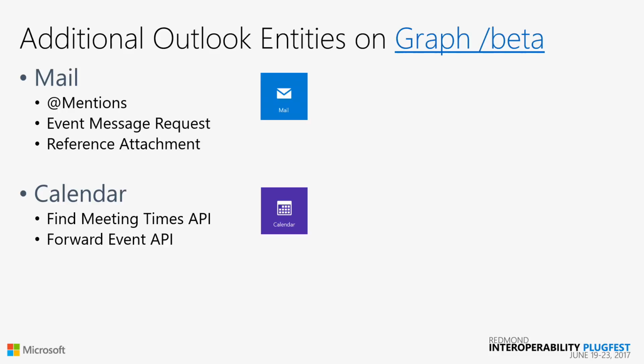Event message request. If you get a calendar invite, that's an event message for us. Application developers wanted a way to differentiate between a regular message and an event message so that they can take custom actions. We are now exposing that information in the beta endpoint as well, so that the user can differentiate between them.